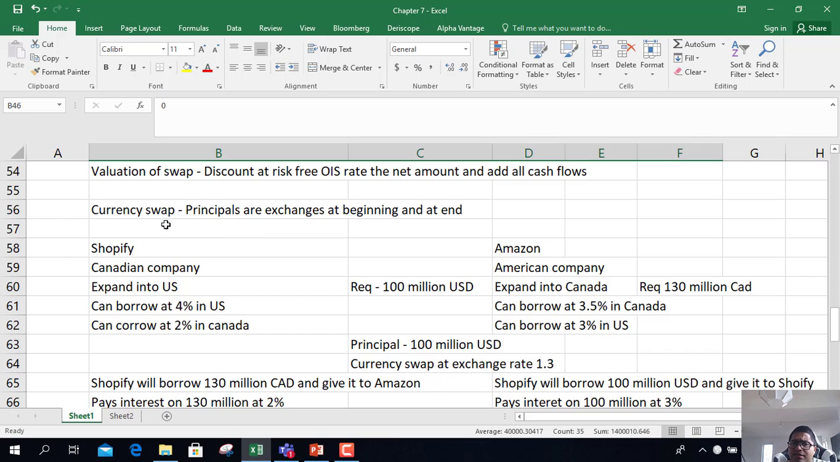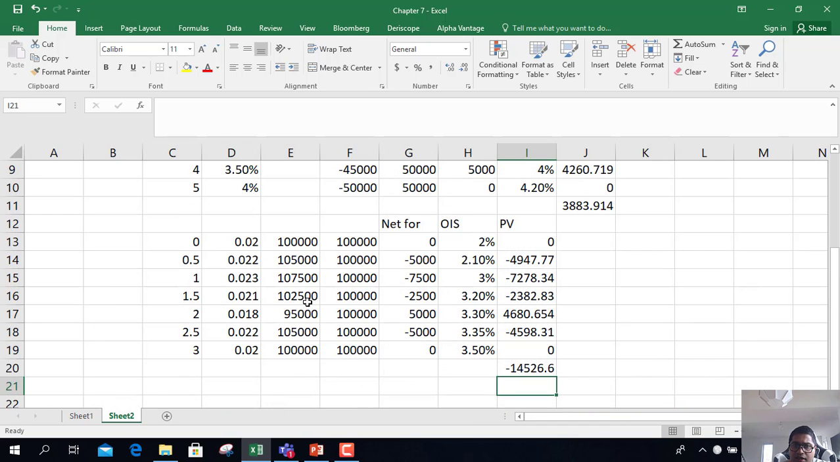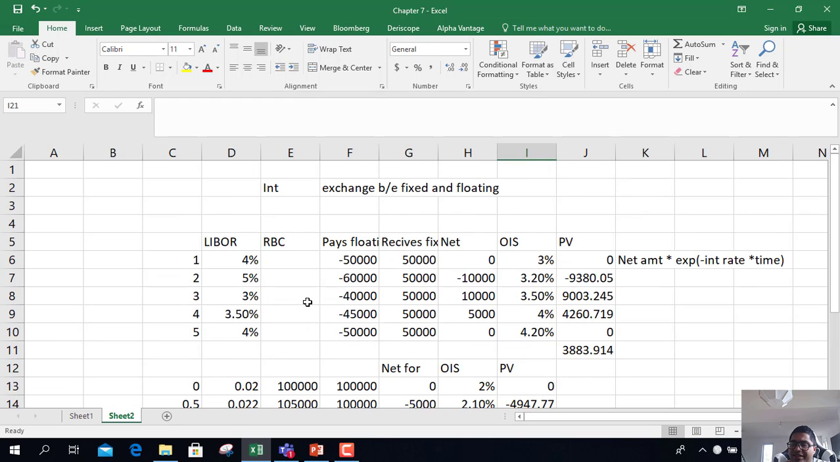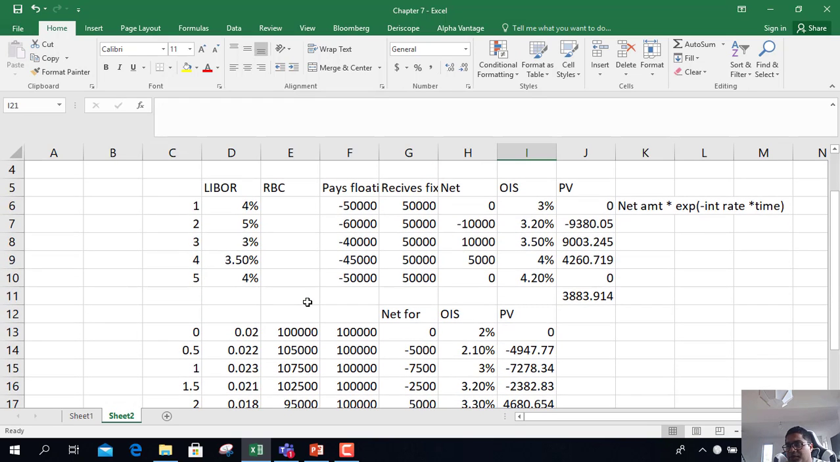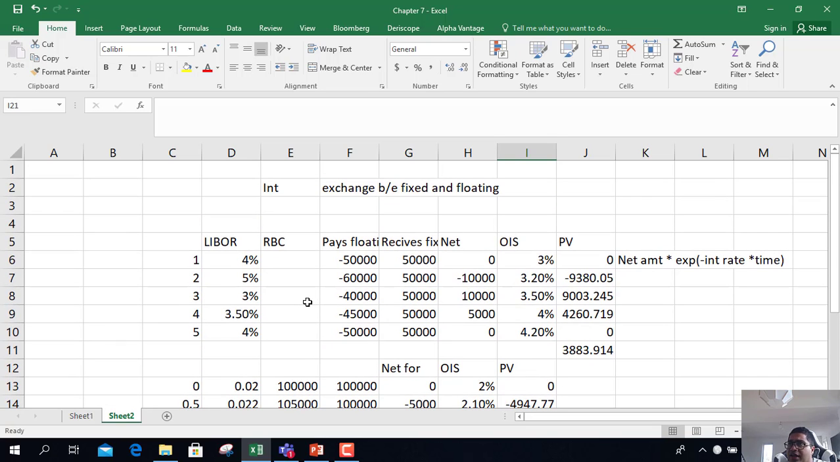The next concept is currency swaps. So difference between currency swaps is, in interest rate swaps, you do not exchange principals at the start and at the end. But since currency swaps are in different currencies, you generally exchange principal at the start and at the end.